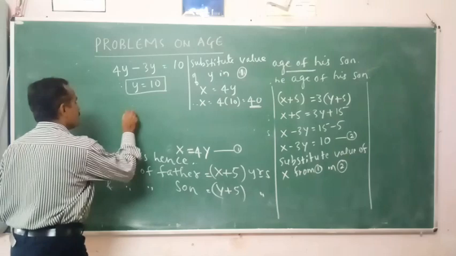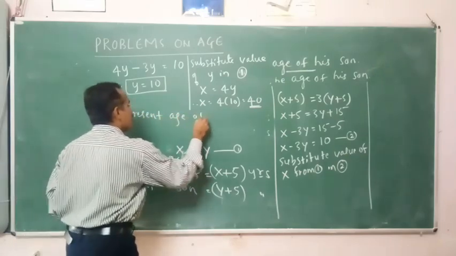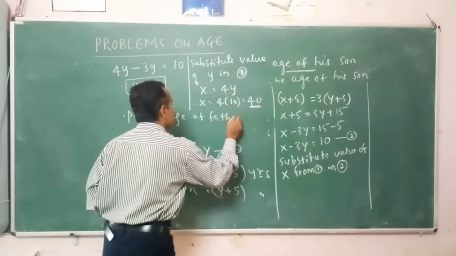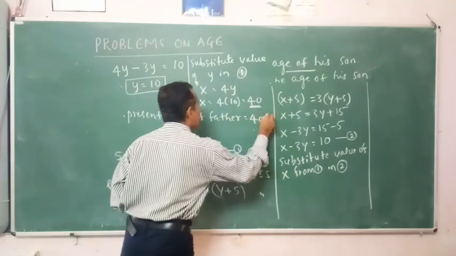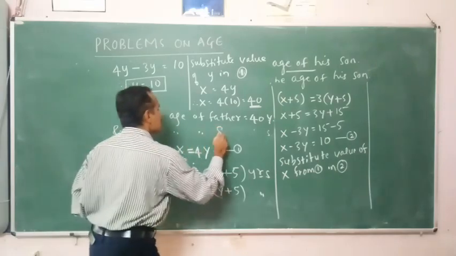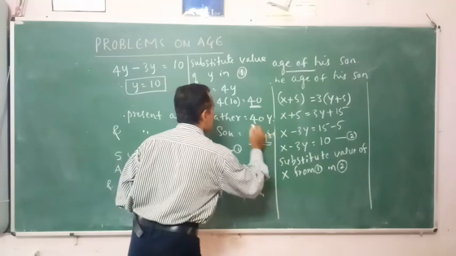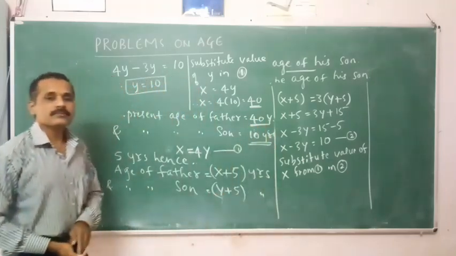Ultimately, I can conclude like this. Therefore, present age of father is equals to 40 years and present age of son is equals to 10 years. That is the end of the problem. Okay?